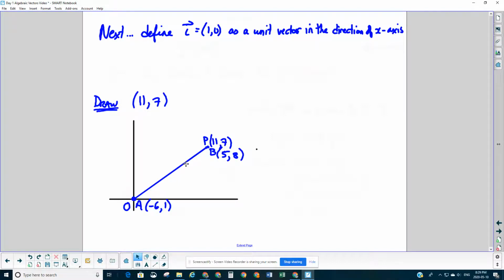So we can describe this vector AB as the same as the vector OP because it starts here and goes to 11, 7. All right, so that's a great way of visualizing. And any vector we have can be positioned at the beginning at 0, 0 and figure out where it goes, and that will describe any vector that we want. And that's an algebraic vector.